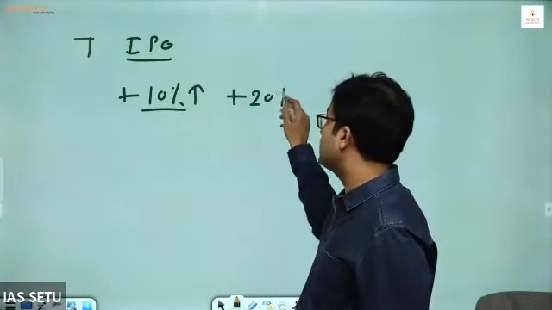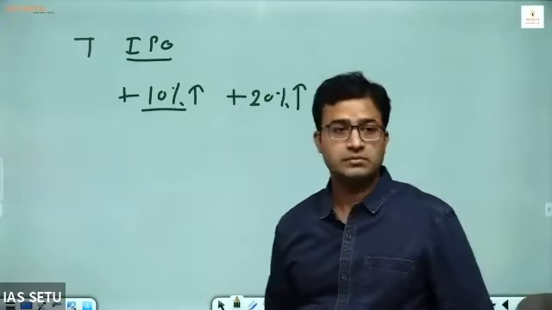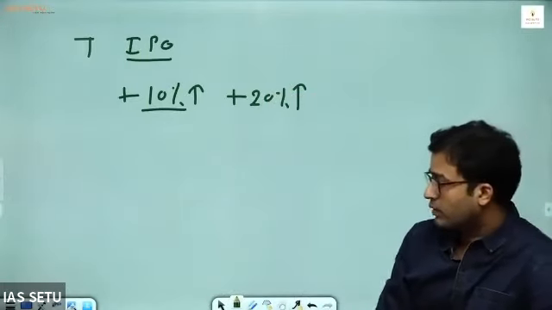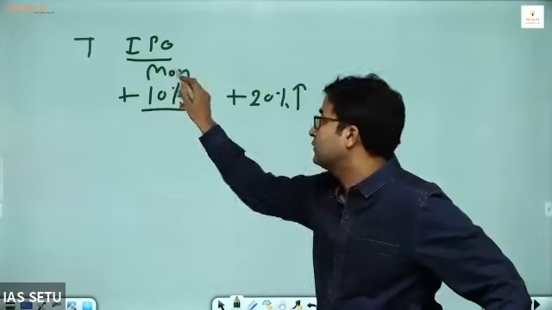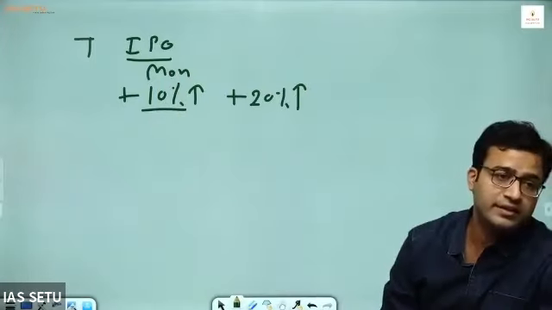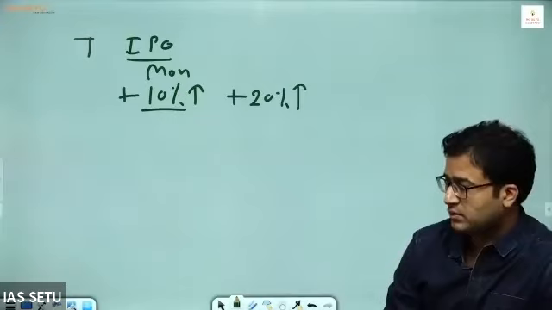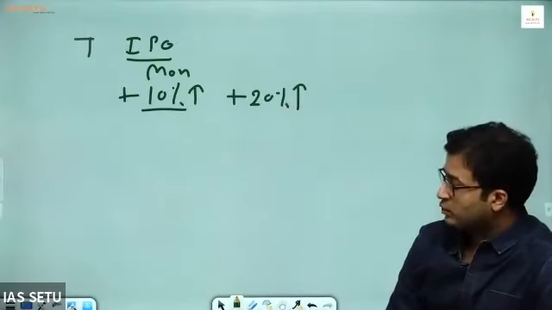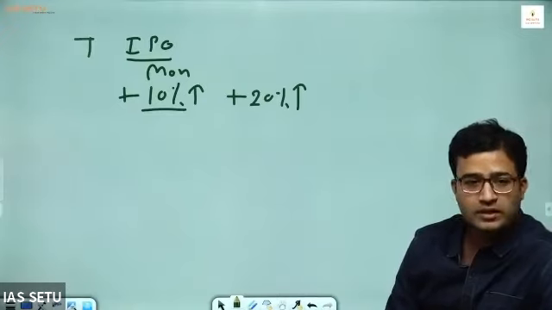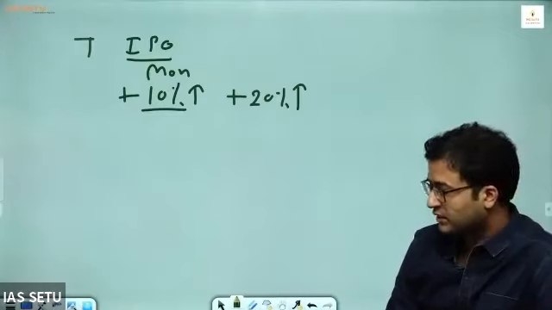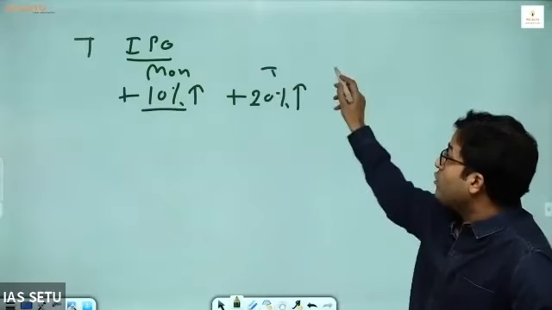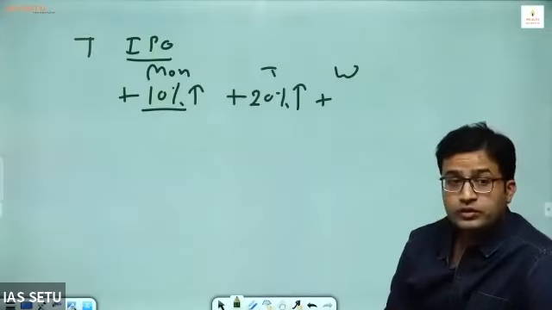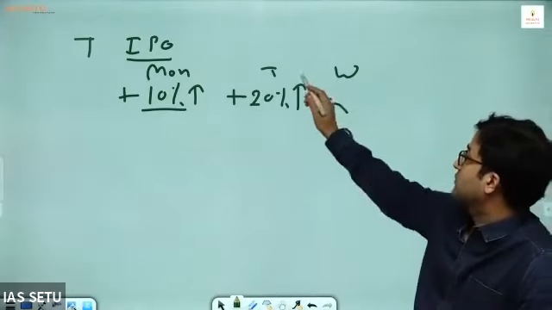Next day there is a 20% increase. You are more than happy, on cloud nine. Okay, Monday: 10% increase in the Tinder share price. Then the next day Tinder rose another 20%. On Wednesday there is a reduction of 20%.